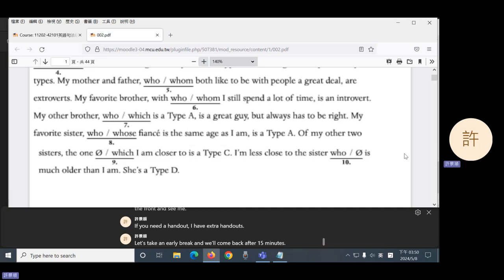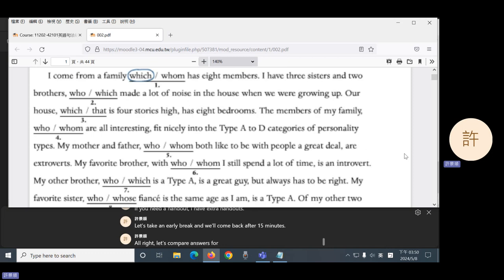All right, let's compare answers for the second half of page one. Number two, three sisters and two brothers, these are people, so it should be who.